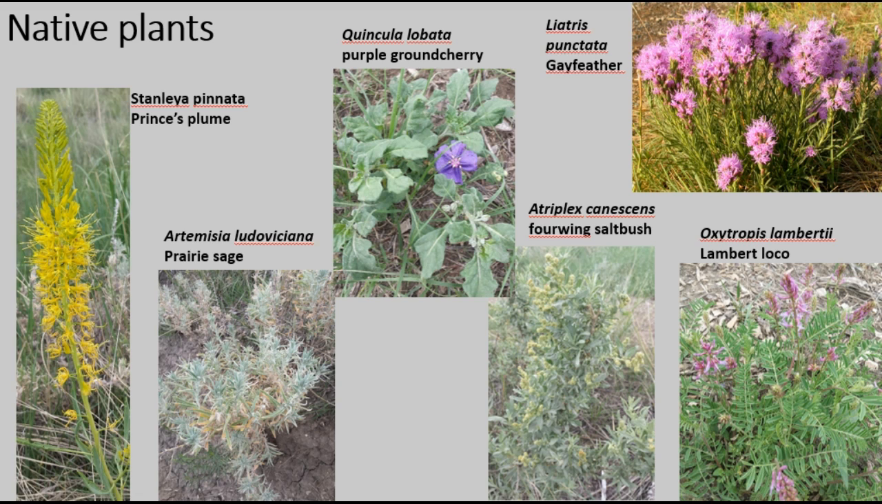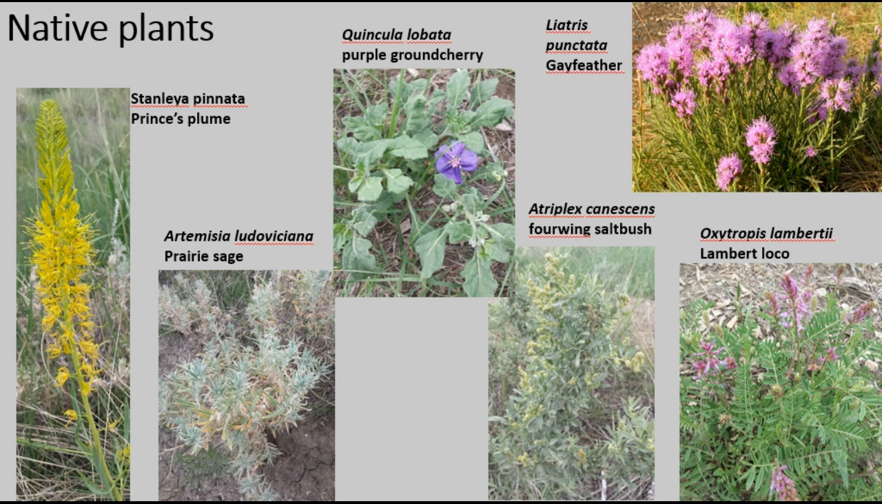There are also many native forbs. We don't typically spread these in great abundance during restoration because the seeds are very expensive, but they are present and important on the landscape. So one of the most stately of our native species is this prince's plume on the left.